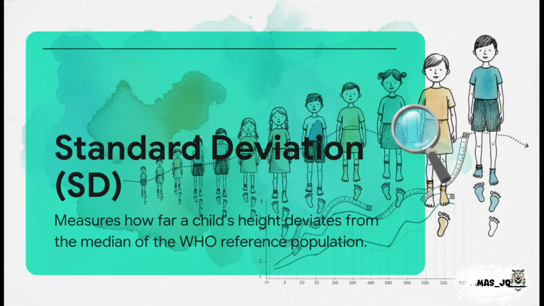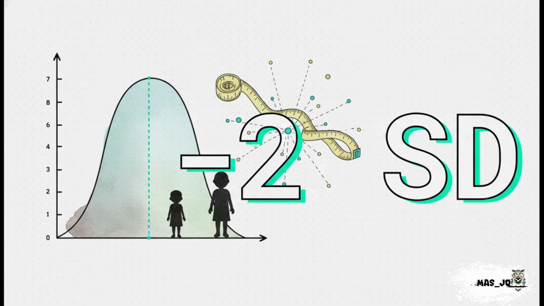Now, to really get this comparison, we need to know about something called standard deviation, or SD. Don't worry, it sounds more complicated than it is. A standard deviation is just a fixed unit of measurement. It tells us how far away a child's height is from that median, that middle value. It's kind of like measuring distance in steps instead of feet. And this is the crucial part, the magic number.